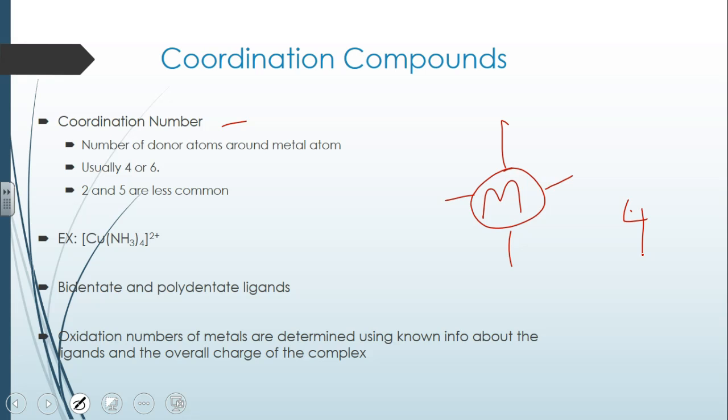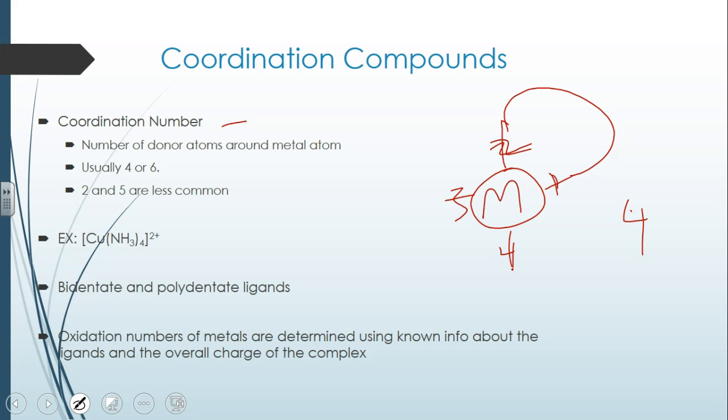Now it doesn't matter if it's like ethylene diamine and these two things are connected. It still counts as two different donor atoms. And so it's because we're looking at the metal. So the coordination number is based on the metal. So there's 4 places of coordination. The most common numbers are 4 and 6. You'll see that a lot.